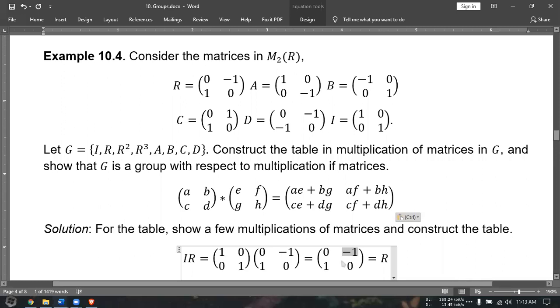And then lastly, 0 here is CF plus DH. 0 times negative 1 is 0. DH is 1 times 0 is 0. So 0 plus 0 is 0. And it so happened na the result also belongs to the set G, okay, which is equivalent to R.